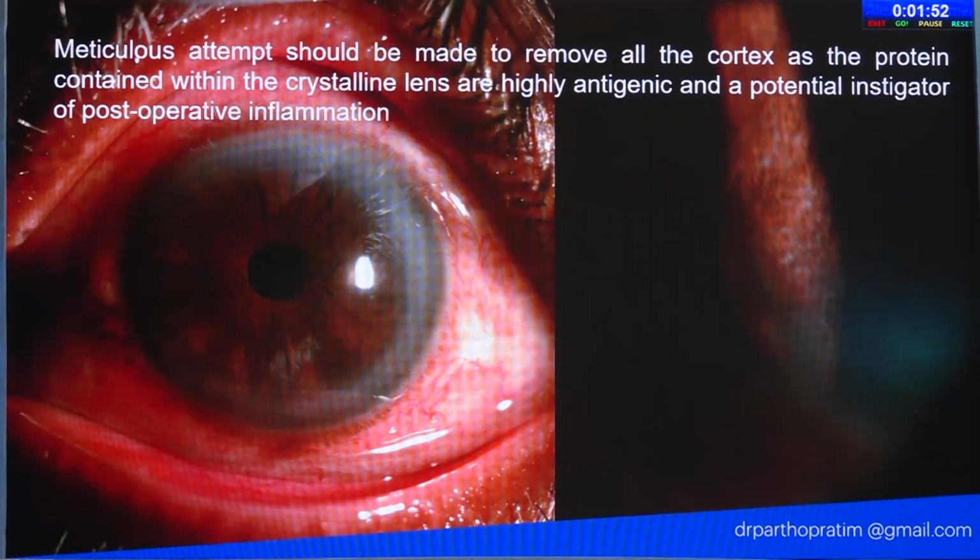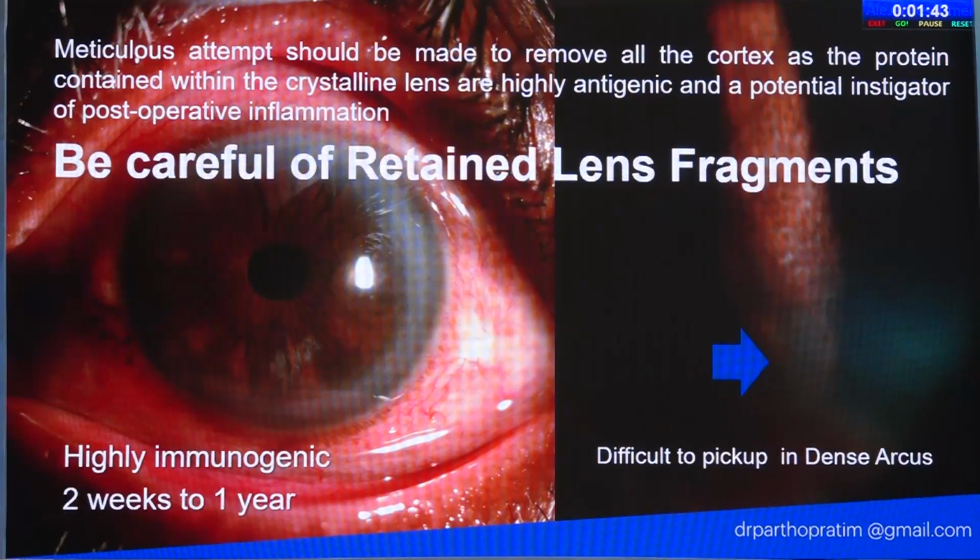Now, as we know, we need to remove the cortical material properly because it is highly antigenic, but sometimes it can be very difficult, especially when you are using the Grishaber hook, because small particles of lens matter can be left inside the pupillary area, and in patients with high arcus senilis, you can miss them. As you can see here with this blue arrow, there is a swollen, retained cortical lens fragment which is hiding there and causing significant inflammation.